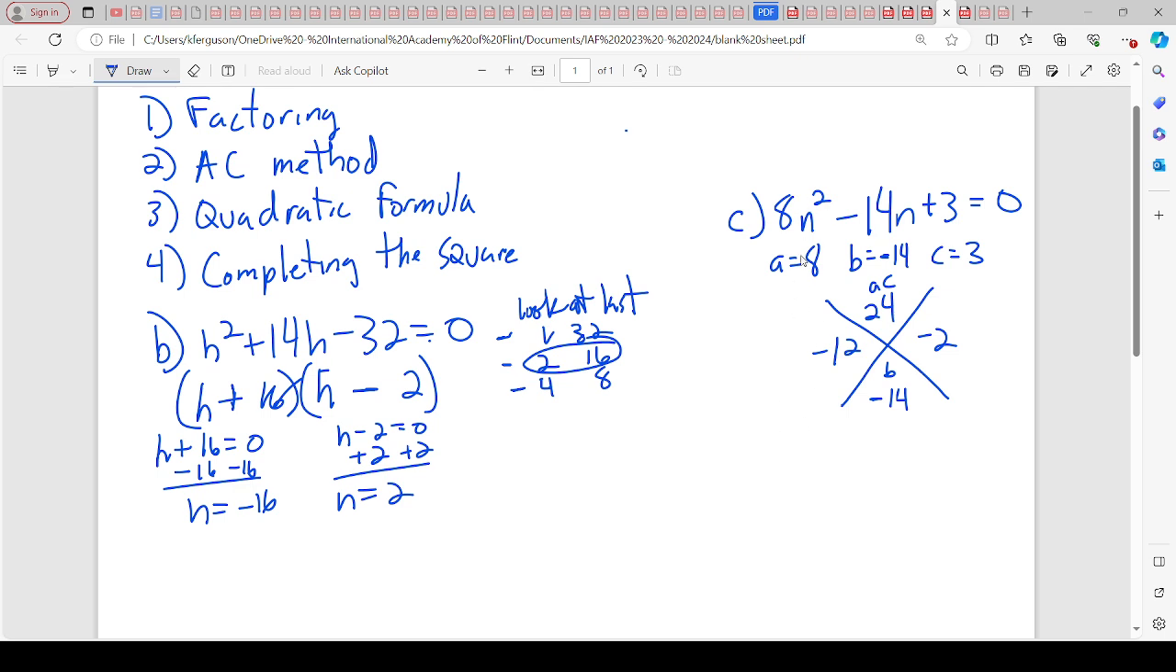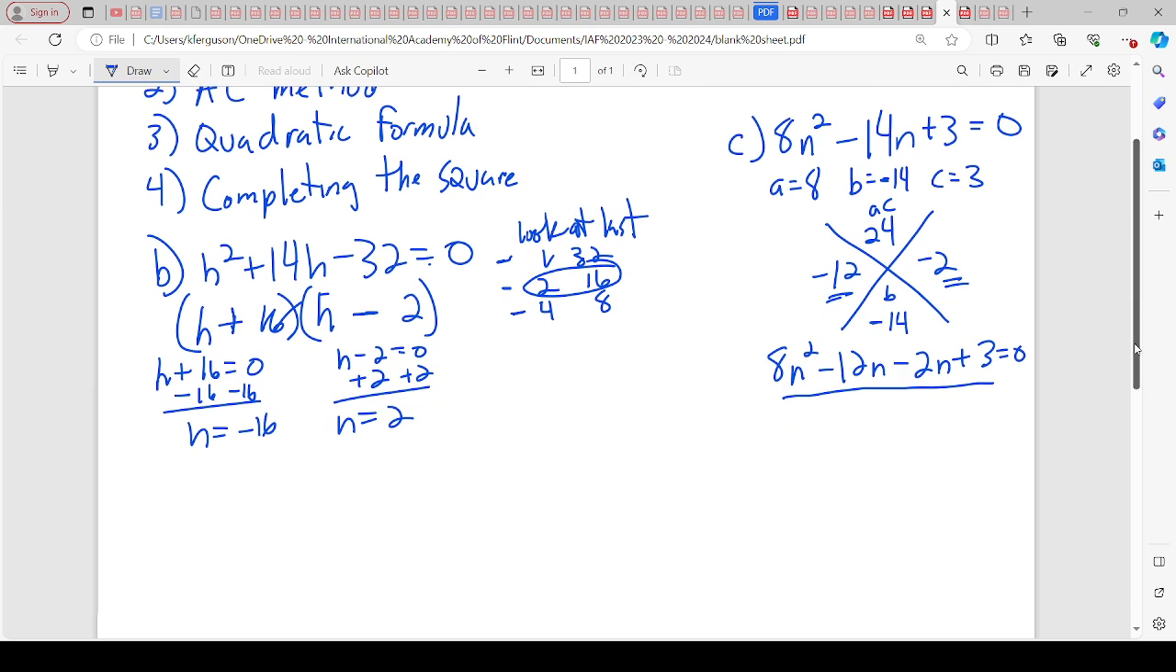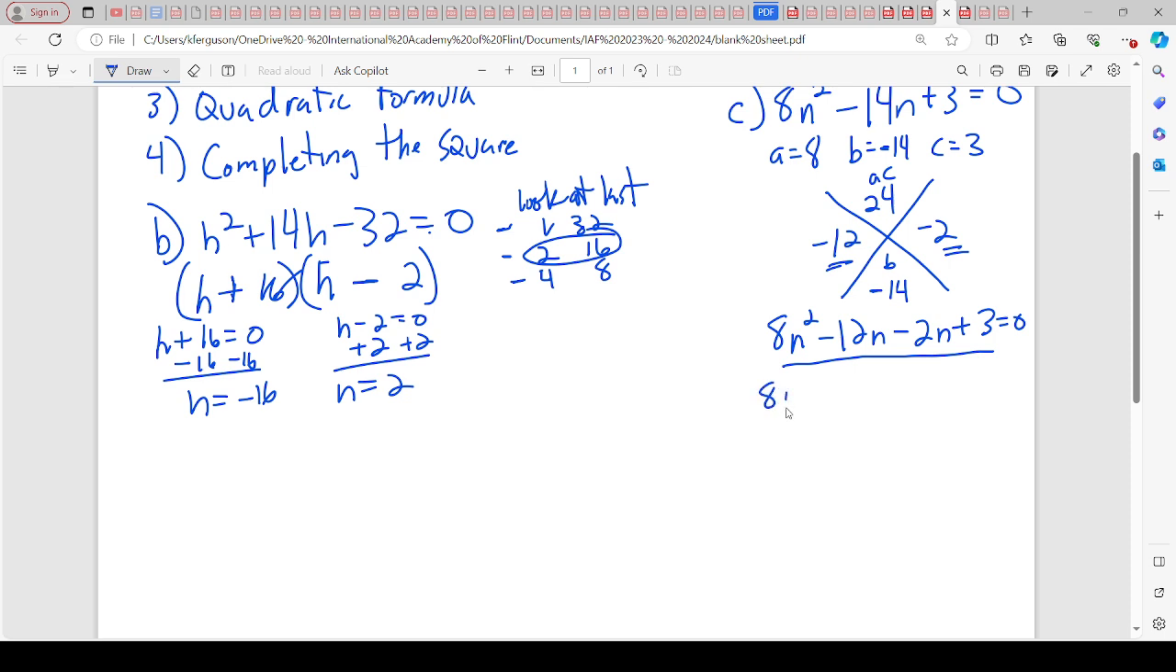So now I need to factor. So I take these two things and replace that 14. So now I got 8n squared minus 12n minus 2n plus 3 equals 0. Well, we don't need to equal 0, but I'm going to, because now that I got 4 terms, I'm going to factor by grouping. So I'm going to group the first 2 terms together, and the last 2 terms together. So I'm going to say 8n squared minus 12n, and negative 2n plus 3.